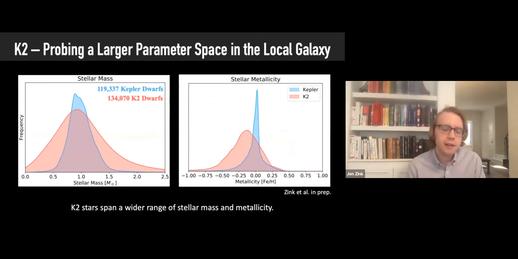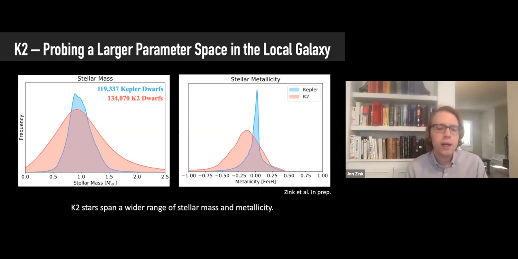And finally, just looking at the overall stellar parameter space of these two missions, you can see that K2 spans a much larger parameter space. So we can really change this as a function of stellar mass and see how it affects exoplanet demographics. The same goes for metallicity, right? A much wider distribution of metallicity. We think that metallicity is very much linked to planet formation, but being able to parse out these different features is going to be super important for understanding the underlying formation mechanisms of these planets.